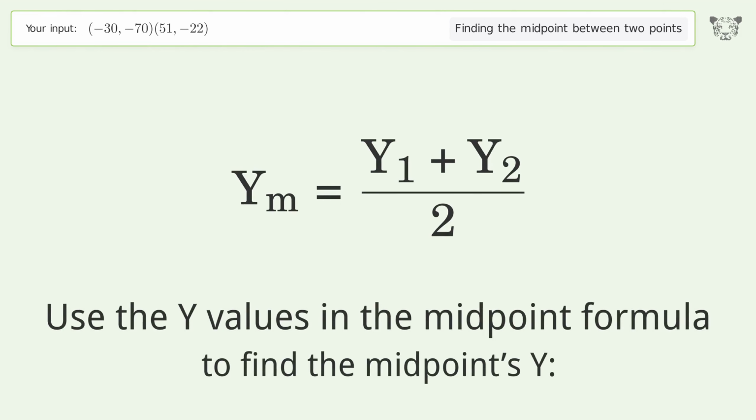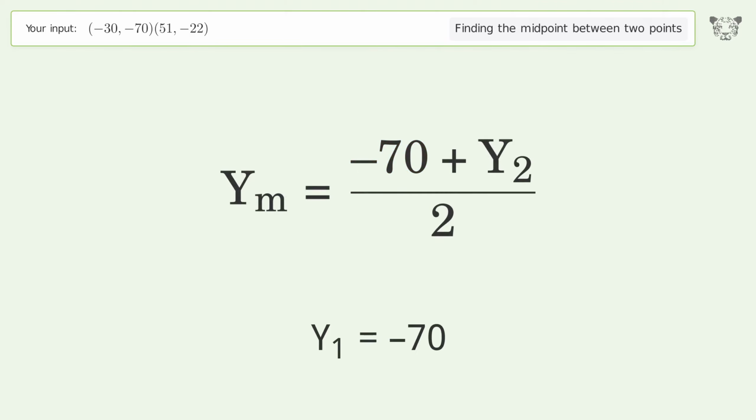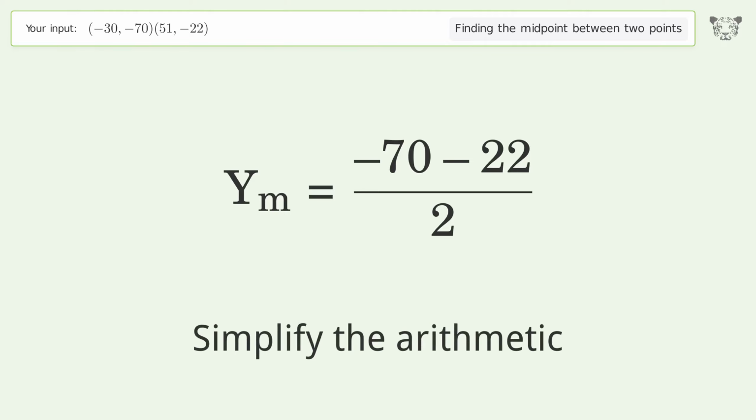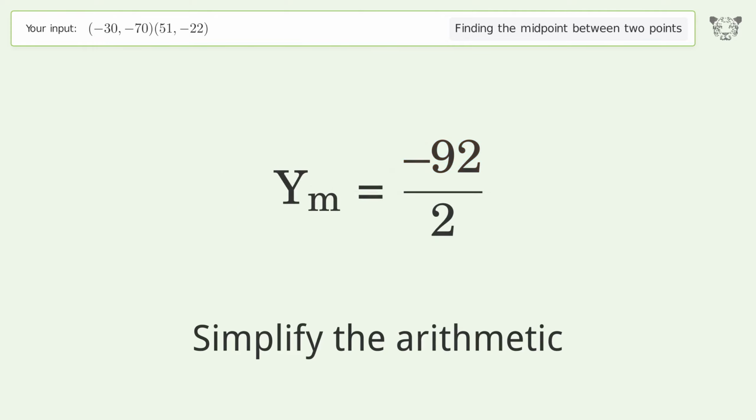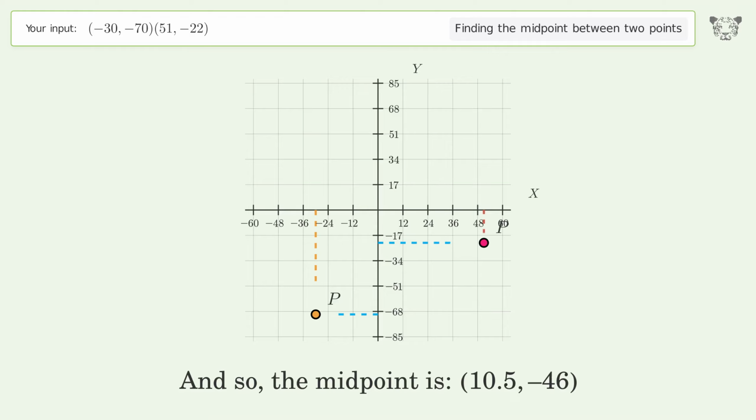Use the y values in the midpoint formula to find the midpoint's y. y1 equals negative 70. y2 equals negative 22. Simplify the arithmetic. And so, the midpoint is 10.5, negative 46.